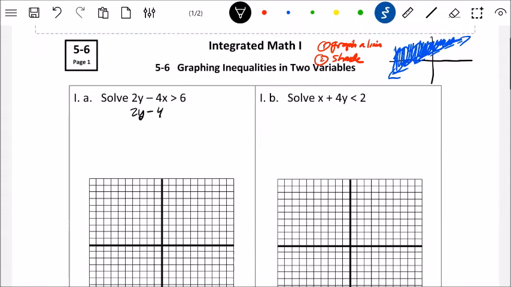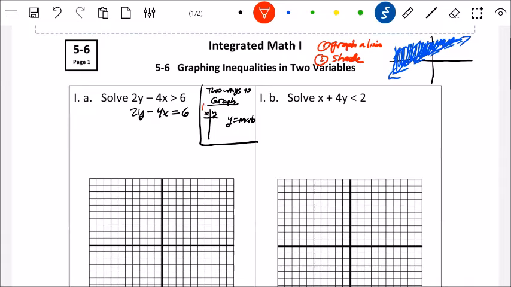make it a regular equation. Temporarily, we're going to make it an equation. And then there are two ways to graph it: one is to do an XY table, and the other is to change it to Y equals MX plus B format. There's a third way too, which is using the X-intercept and the Y-intercept. Both are perfectly fine ways to do it.